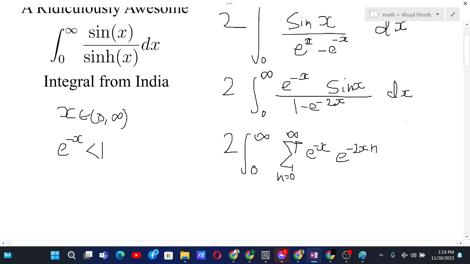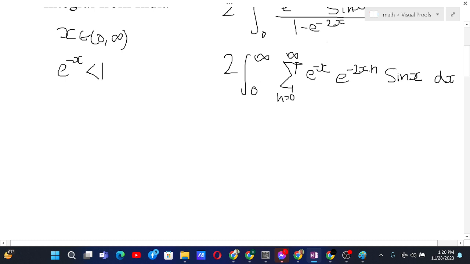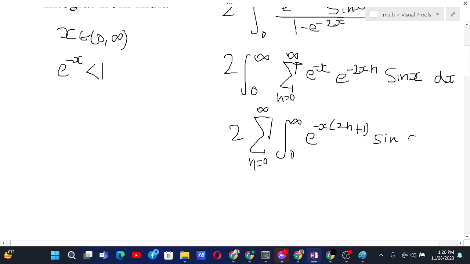For this sum in the world of n, sin x is just constant, so it can be taken inside the sum. Okay, so now we can extend the sum in the integral. Since this sum converges absolutely for every value of x, we can move the sum into the integral. Sum going from n equals 0 to infinity, integral from 0 to infinity, e to the power minus x times 2n plus 1 sin x dx.